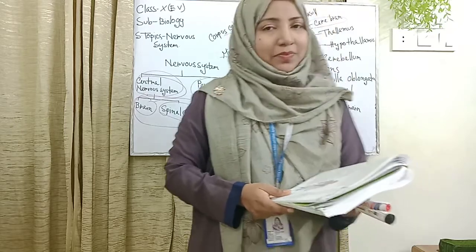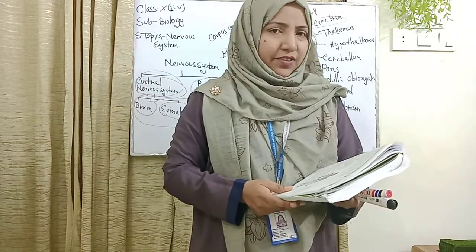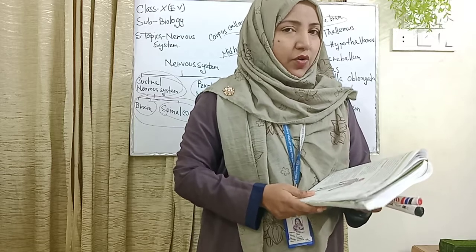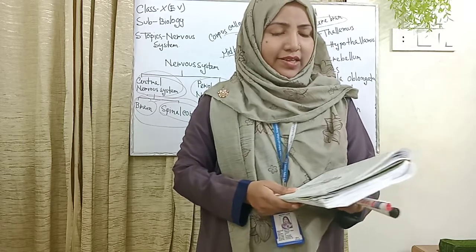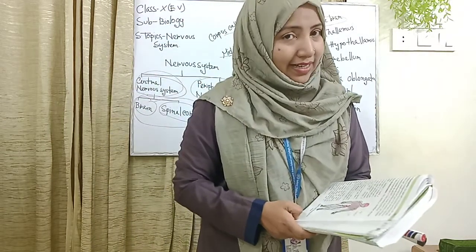I just explained about the midbrain or mesencephalon. Our last part of the brain is the hindbrain, the rhombencephalon. What is the rhombencephalon? This consists of the cerebellum, pons and medulla oblongata.